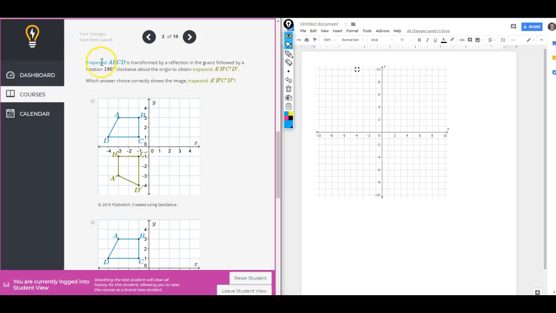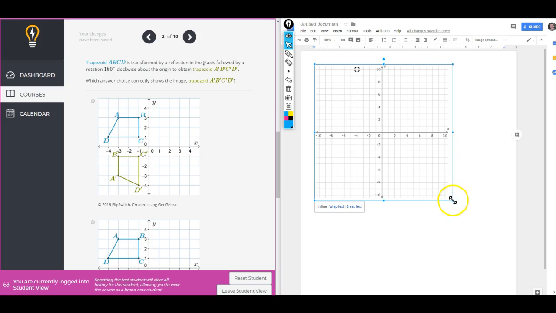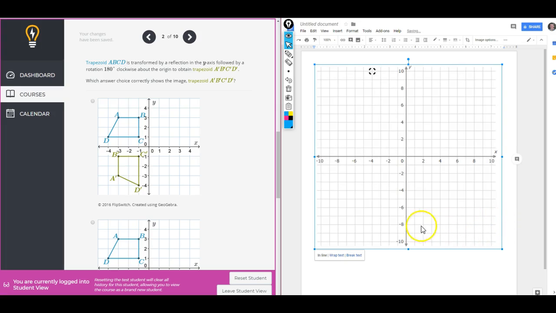Okay, question 2. A trapezoid ABCD is transformed by a reflection in the y-axis followed by a rotation 180 degrees clockwise about the origin to obtain trapezoid A', B', C', D'. Which answer choice correctly shows the image trapezoid A', B', C', D'? So again, I am a very visual person, so I would do this step by step.